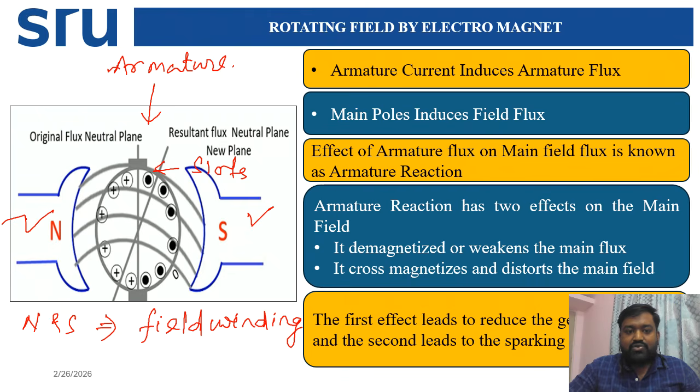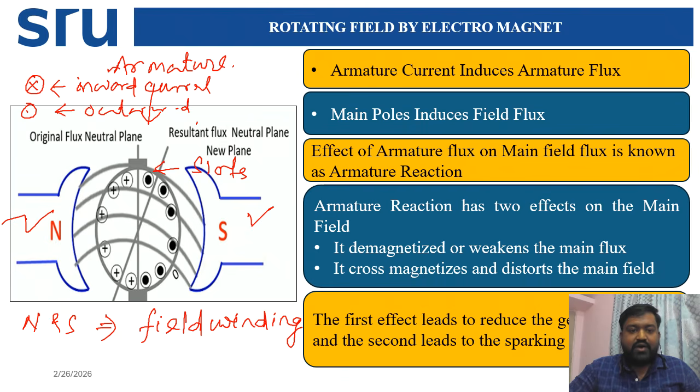Now you see the conductors. If I divide the armature into two parts, on the left hand side you see there is a cross mark, and on the right hand side there is a dot mark. We know that the cross mark indicates the inward current direction and the dot mark indicates the outward current direction.